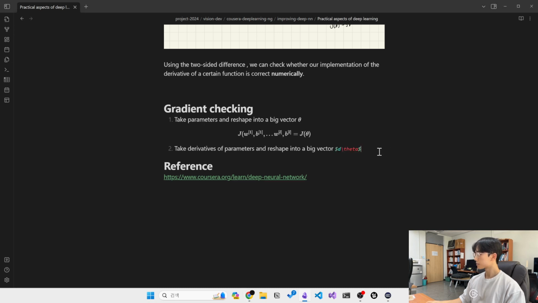Same as before, reshape dW1 into a matrix, db1 is already a vector, and reshape all the dW's, which are matrices. Remember, dW1 has the same dimension as W1, and db1 has the same dimension as b1. So with the same sort of reshaping and concatenation operation, you can reshape all of these derivatives into a giant vector d theta, which is the same dimension as theta. So the question is now, is d theta the gradient or the slope of the cost function J? Here's how you implement gradient checking.